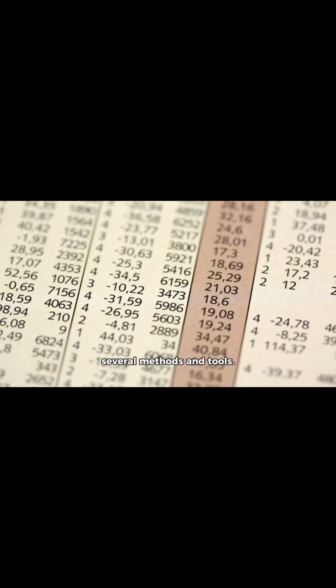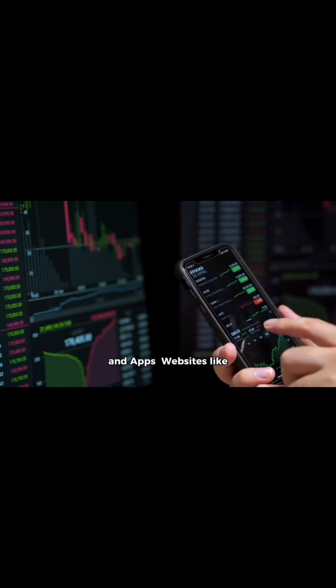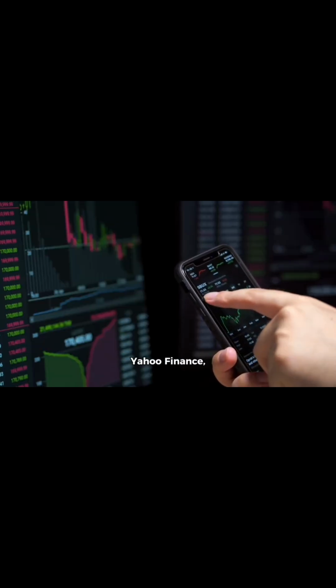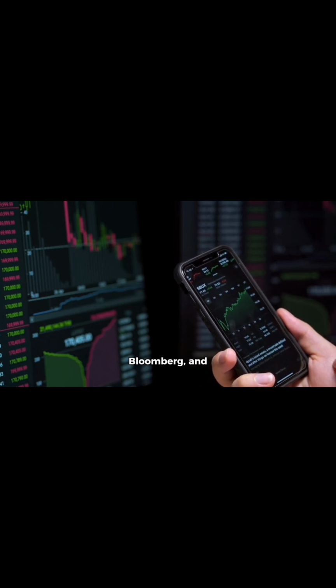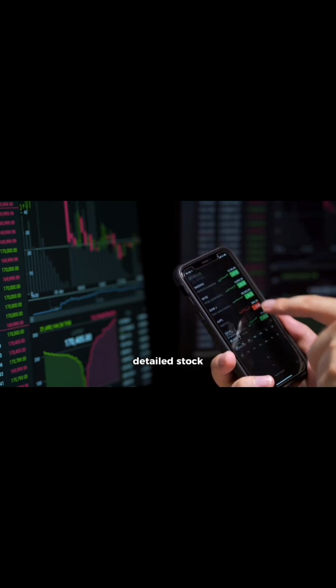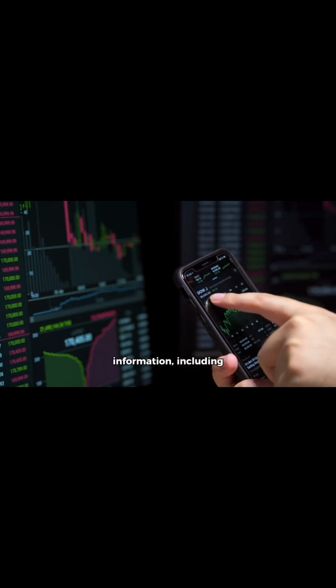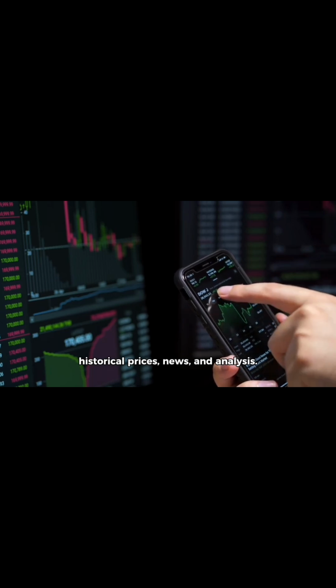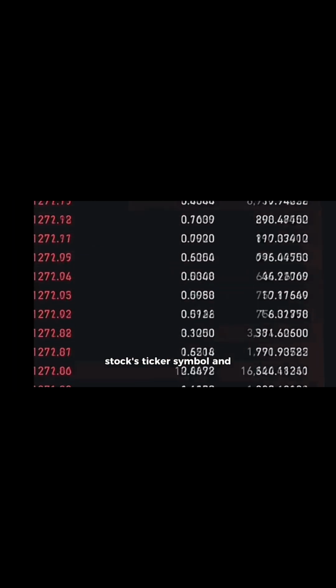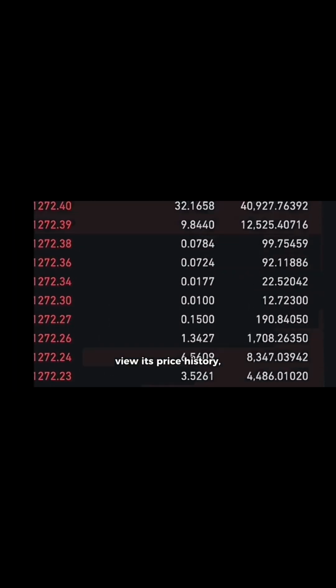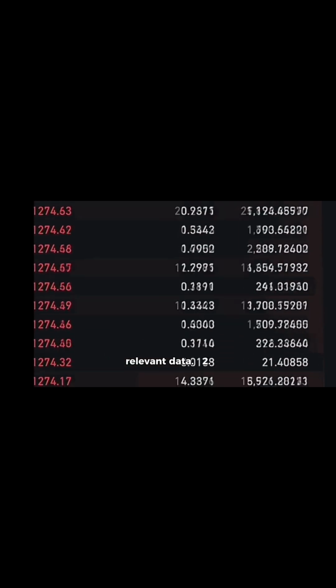To check the price movement of a stock, you can use several methods and tools. Here's a basic guide to help you. 1. Financial news websites and apps. Websites like Yahoo Finance, Bloomberg, and MarketWatch offer detailed stock information, including historical prices, news, and analysis. You can search for the stock's ticker symbol and view its price history, daily changes, and other relevant data.